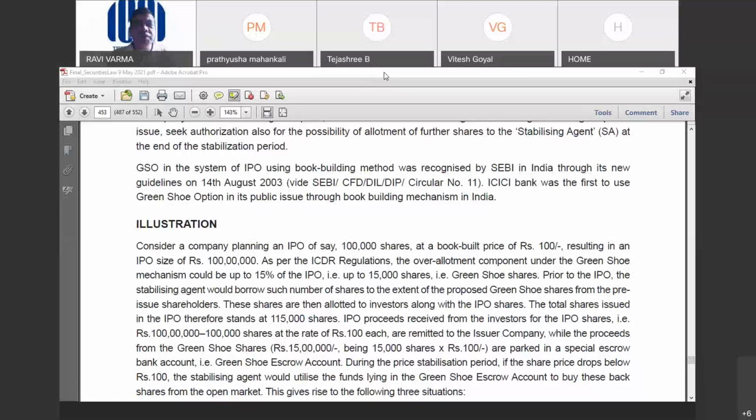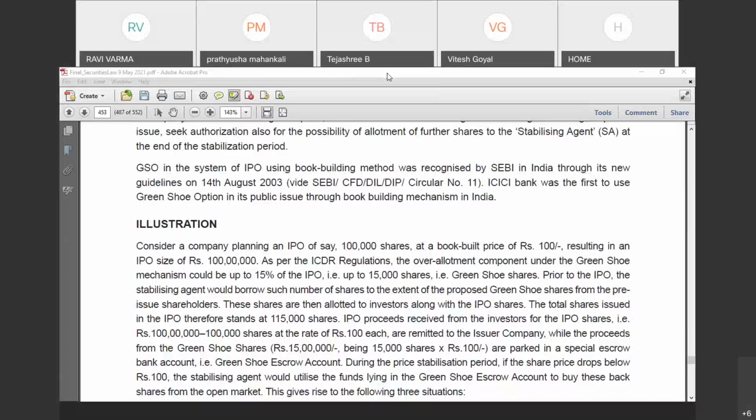He will have more and more shares in his bucket. Now, what happened? When, for example, he has got these shares and dealt in them, the stabilizing agent will be required to return those 15,000 shares to the lenders at the end. So what will happen?